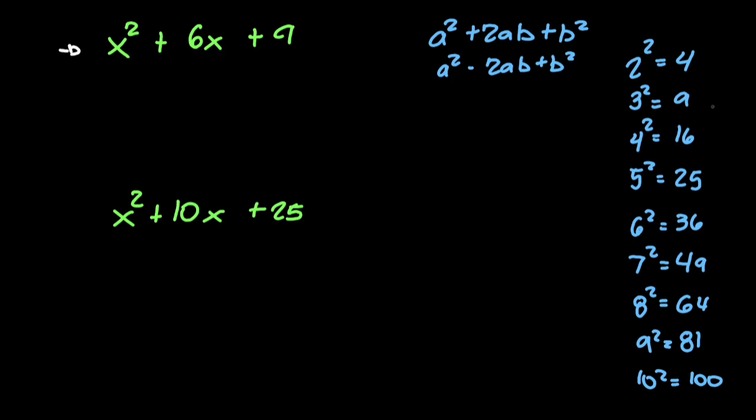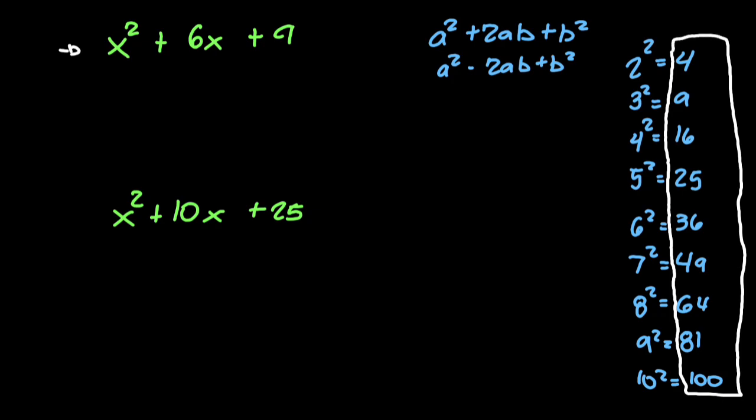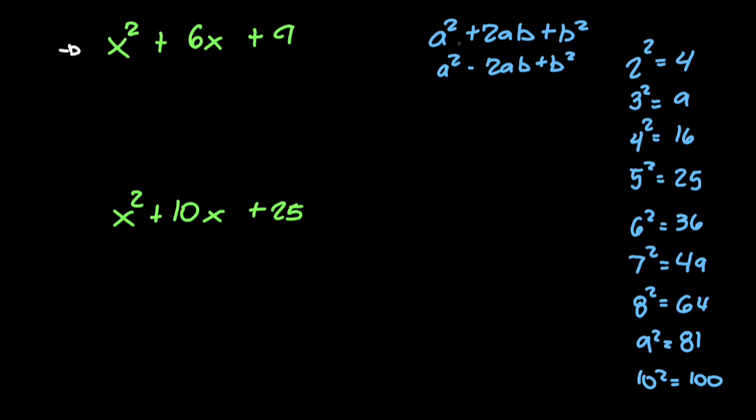So now, if you see any of this as the b squared, you will know that there is a high chance that it is a perfect square trinomial.